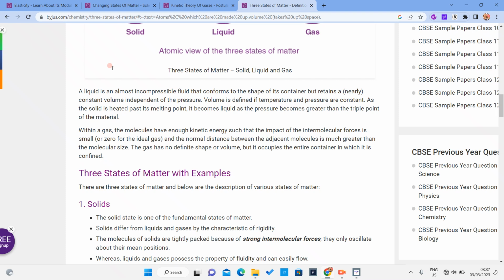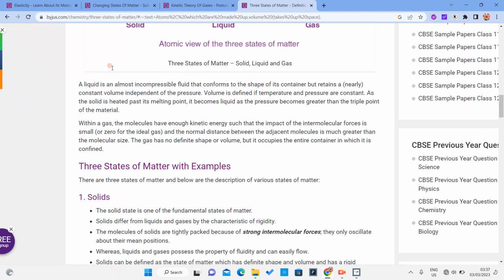Whereas for solid, there is not much space between them, they can just move over one another, but there is no space between them. They can slide or glide over one another. So a liquid is an almost incompressible fluid that conforms to the shape of its container but retains a constant volume independent of the pressure.